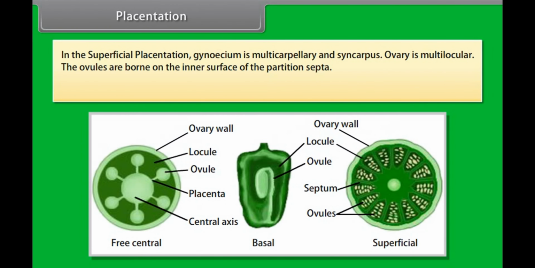In the superficial placentation, gynoecium is multicarpellary and syncarpous. Ovary is multilocular. The ovules are borne on the inner surface of the partition septa. Example, Nymphaea.